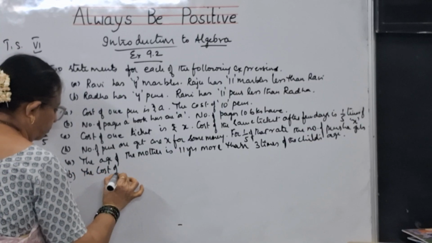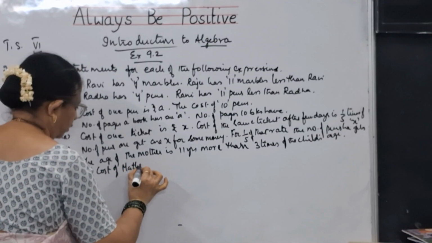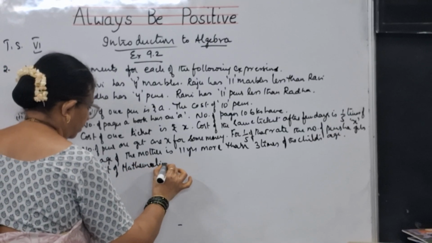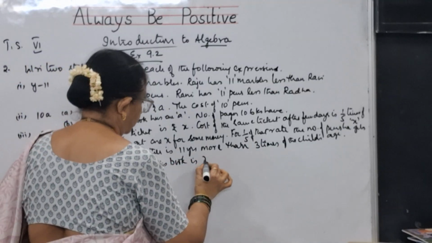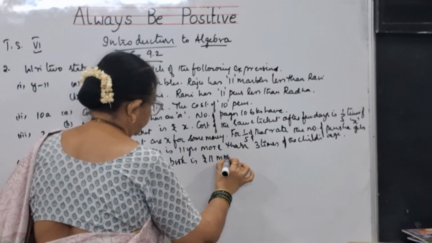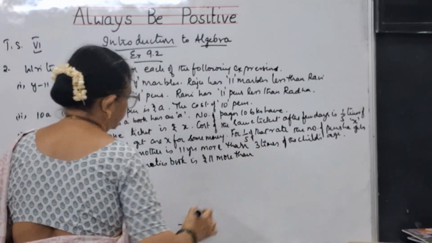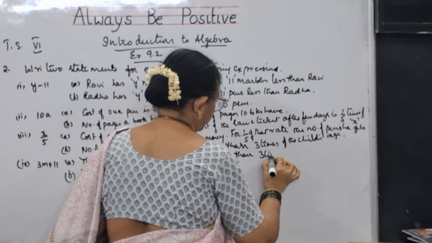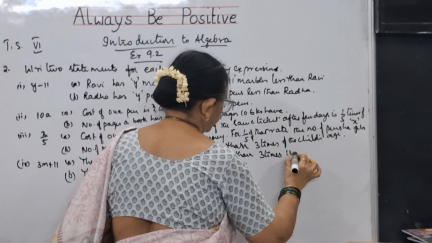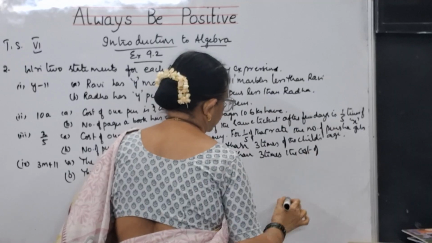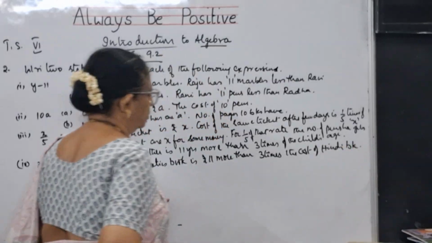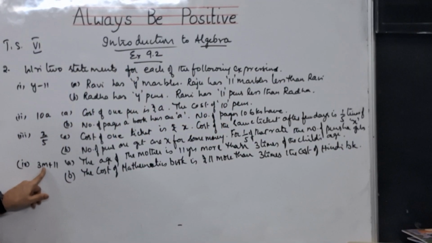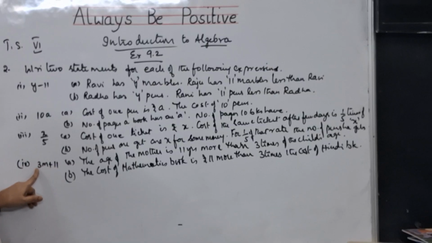Then the third, another one that you have to write. The cost of the mathematics book is rupees 11 more than 3 times the cost of the Hindi book. So suppose Hindi book cost is m rupees. Maths book is 11 rupees more than 3 times of m. 3m plus 11. Next, fifth one.